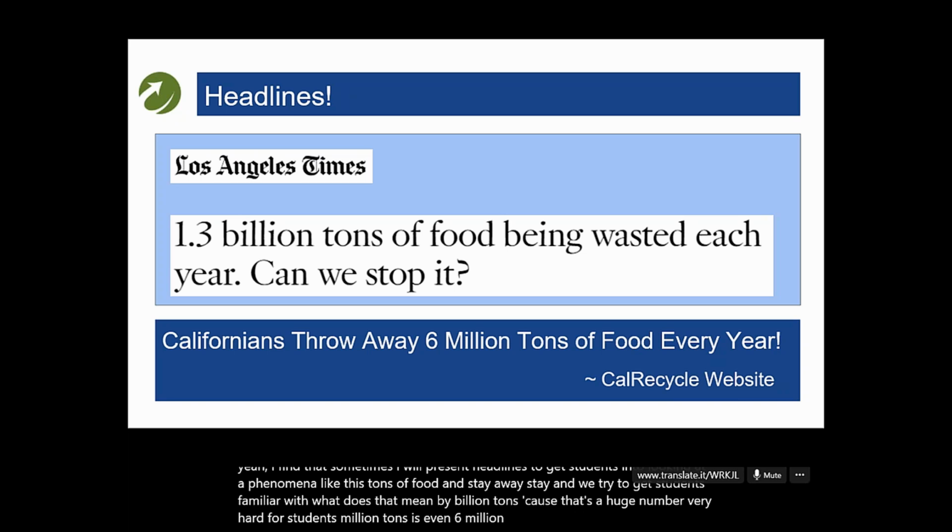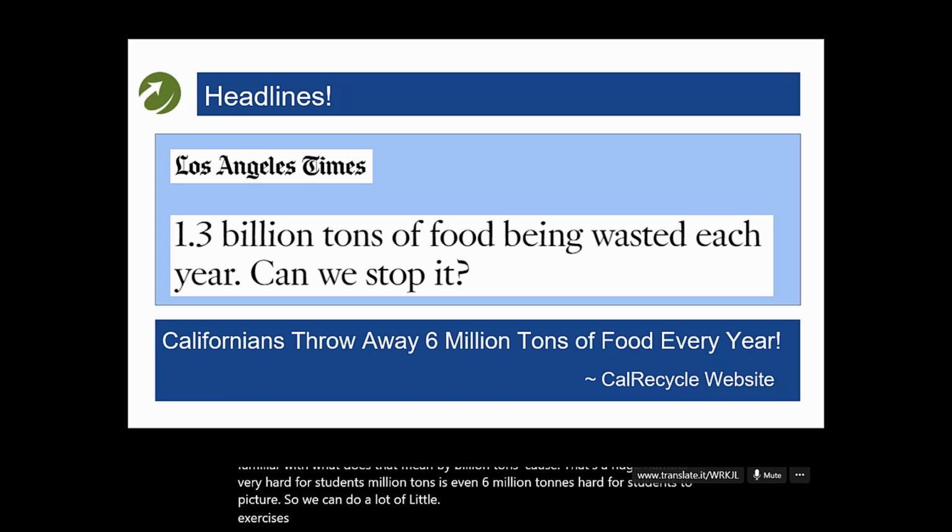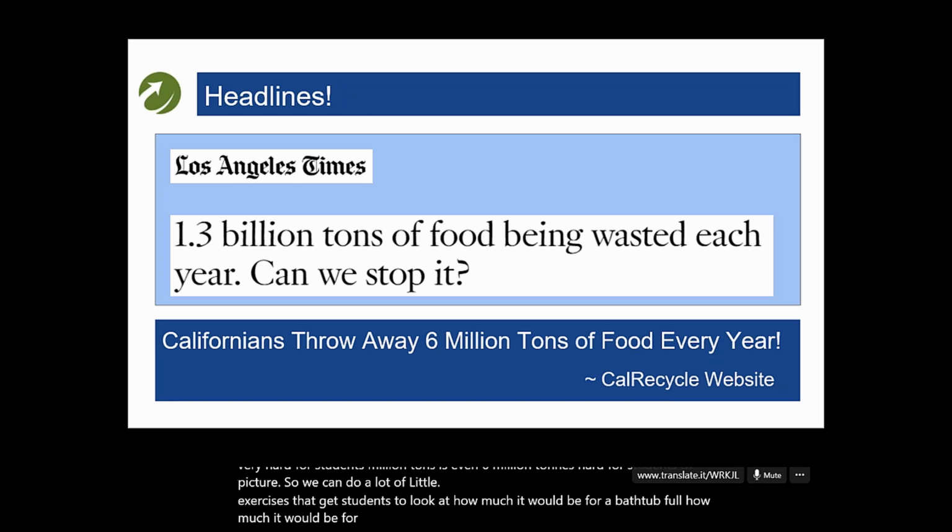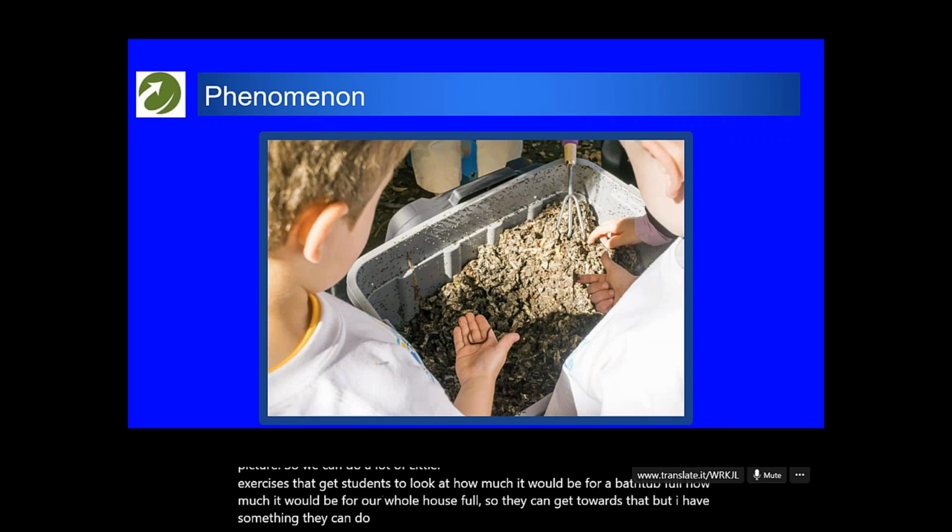So we can do a lot of little exercises that get students to look at how much it would be for a bathtub full, how much it would be for our whole house full, so they can get towards that. But I have something they can do with it, Barbara, which is leading us to our next phenomenon.